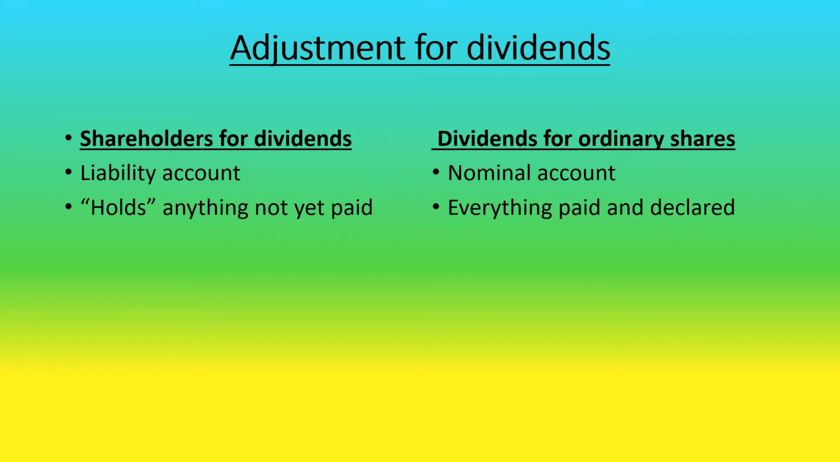Dividends for ordinary shares, on the other hand, is a nominal account. It has everything that you've paid and everything you have declared. Whether you've paid or not paid, everything that you've even declared would go through dividends for ordinary shares.